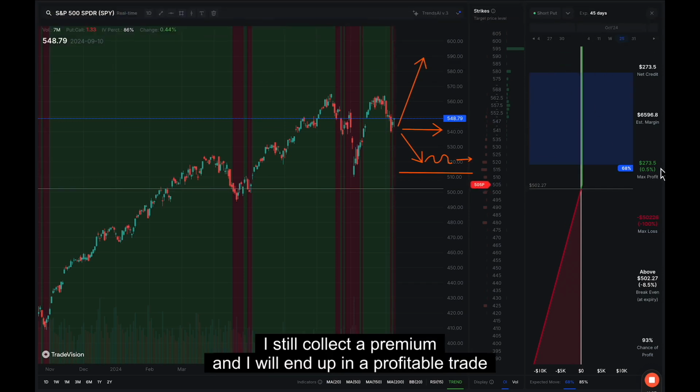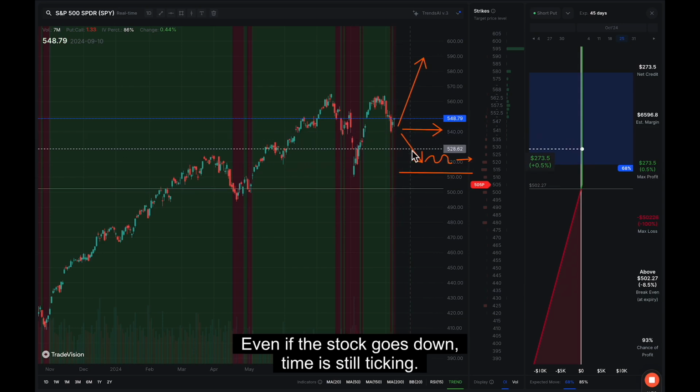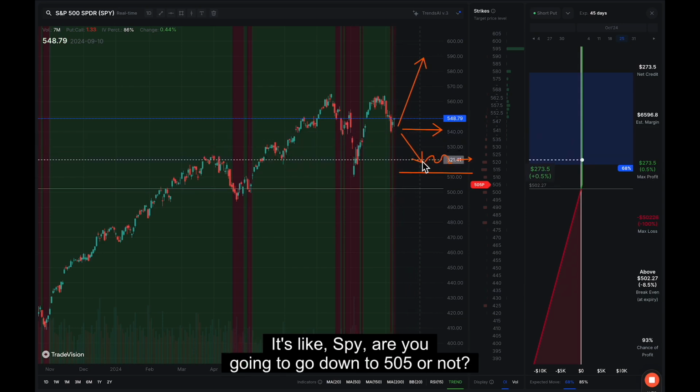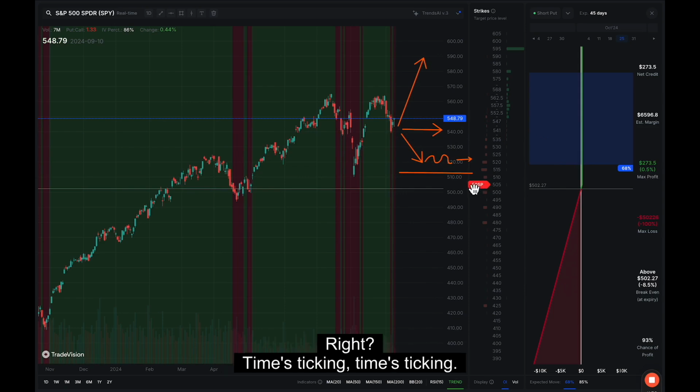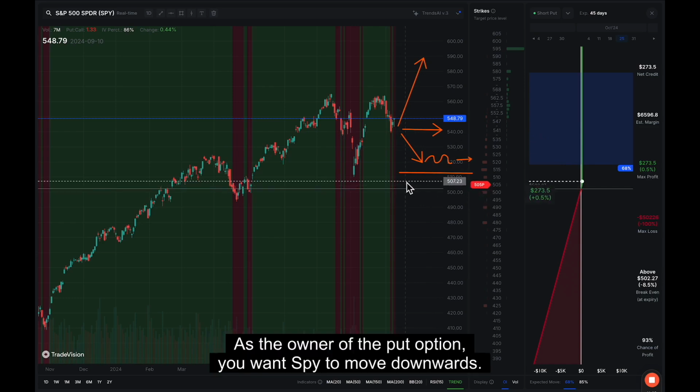I still collect the premium, and I will end up in a profitable trade because time decay was also in my favor. Even if the stock goes down, time's still ticking. It's like, SPY, are you going to go down to 505 or not? Time's ticking, and if not, then as a seller of the put option, I will keep the premium. As the owner of the put option, you want SPY to move downwards.